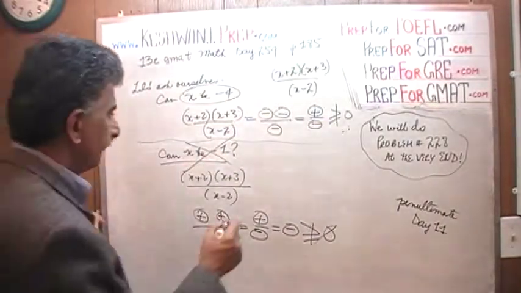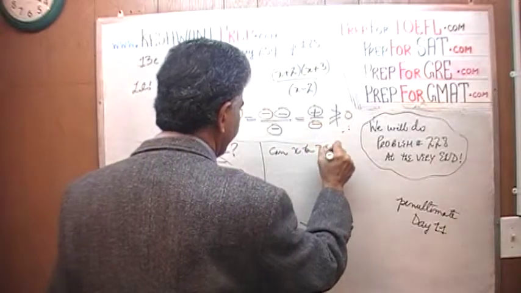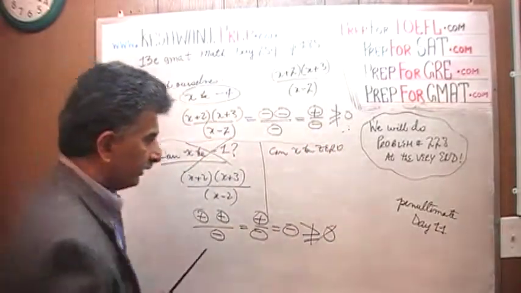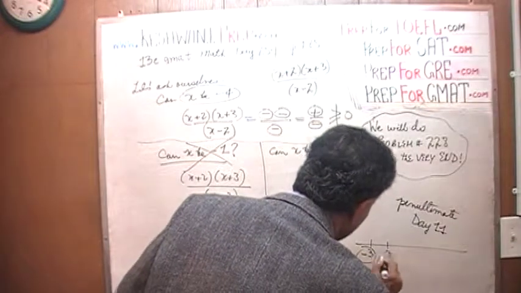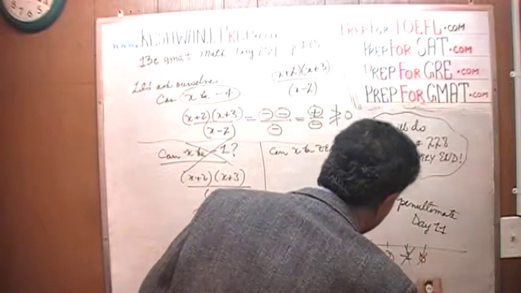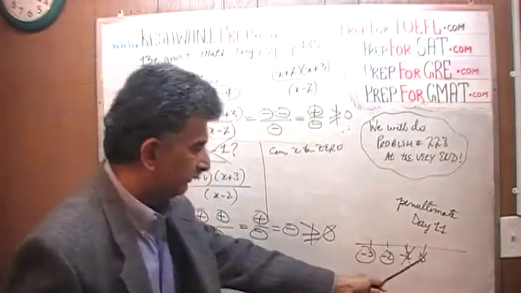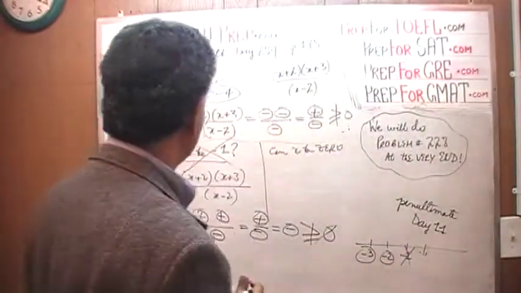Can x be 0? See, we're going in sequence, you understand? We already have negative 3 works, negative 2 works, negative 1 did not work. We haven't done 0 yet. I should have crossed it out. Let's do 0. 0 is very easy.